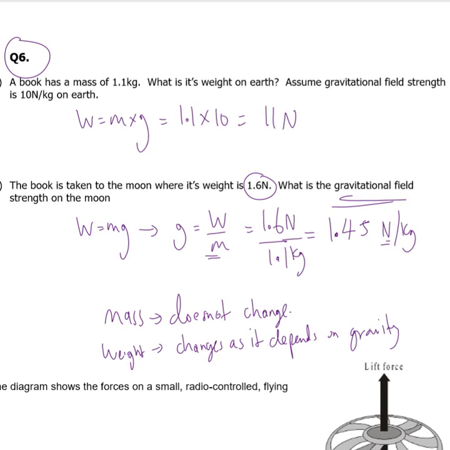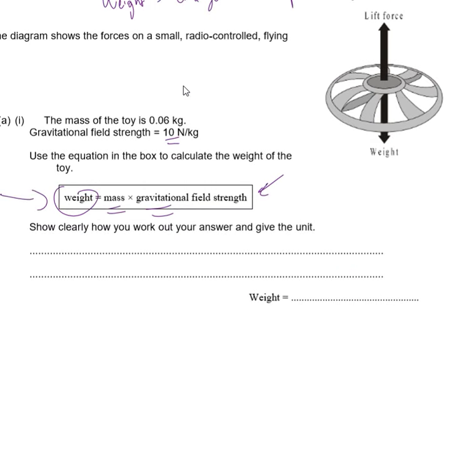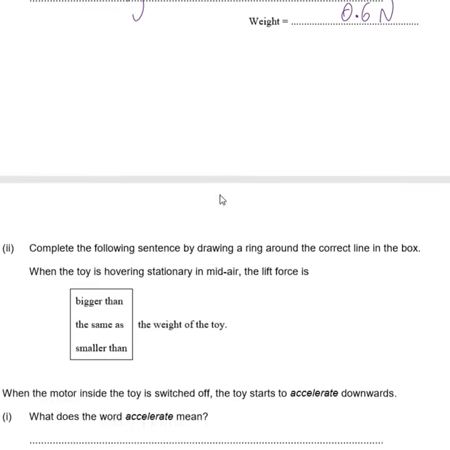Make sure that you understand to figure this out properly. Now here again, just working out weight. Look, I've done everything. Weight is mass times gravity, 0.06 times 10, 0.6 Newton. The answer is 0.6 Newton. Give the unit. Okay, nice one.